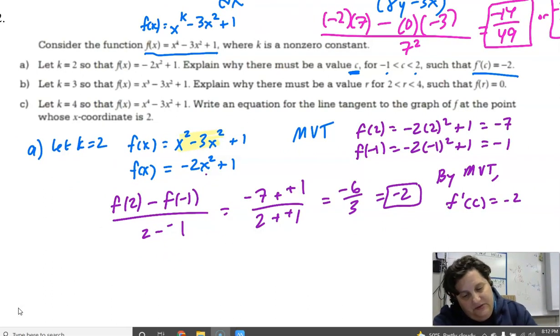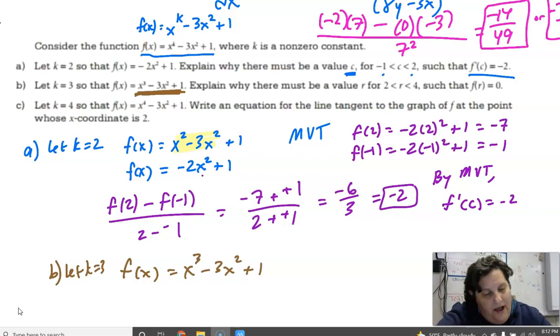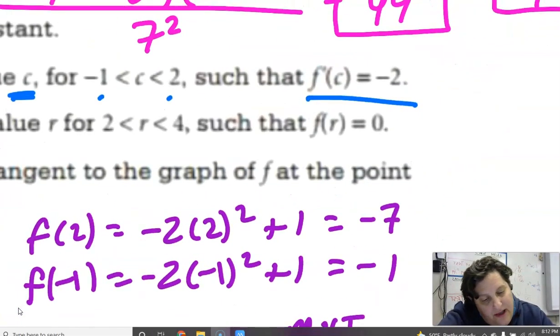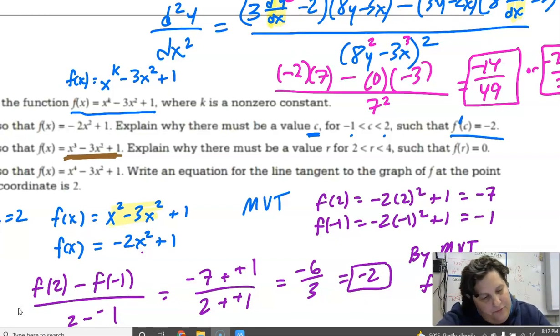Now the next one: let k be 3, so now I'm using this function. I have a new function for part B. Let k be 3, and it's telling me what it is: x to the third minus 3x squared plus 1. Why must there be a value r for which f of r equals 0? I'm pretty sure this has a prime, and I'm pretty sure that this does not.